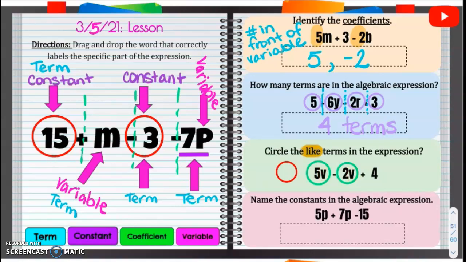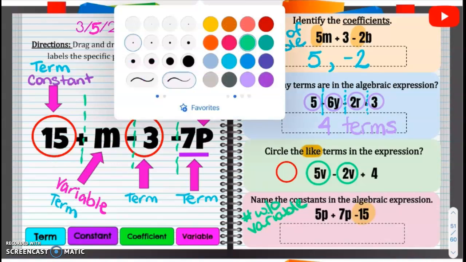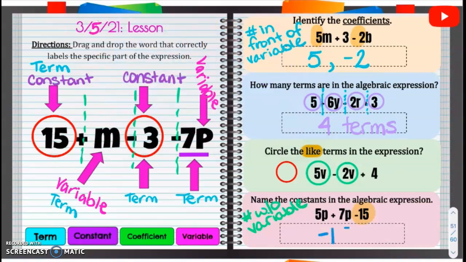Last but not least, we're going to name the constants in our algebraic expression. So remember, our constant is going to be a number without a variable. So a number by itself. So in this case, our number by itself is negative 15. Negative 15. And that's going to be it for our lesson. Great job.